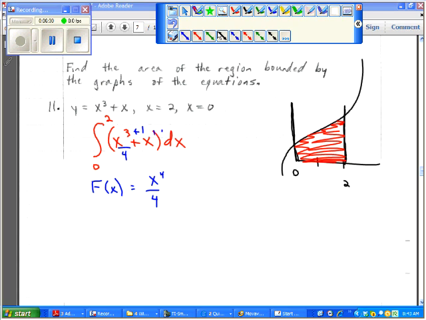That's an exponent of 1, and we know that we would add 1, which would give us an exponent of 2, and we would divide by that same number 2, and we would put a plus c. But when we're applying the fundamental theorem of calculus, we're going to have a positive and negative c that cancel, so we can leave those out. And that's going to be evaluated from 0 to 2.